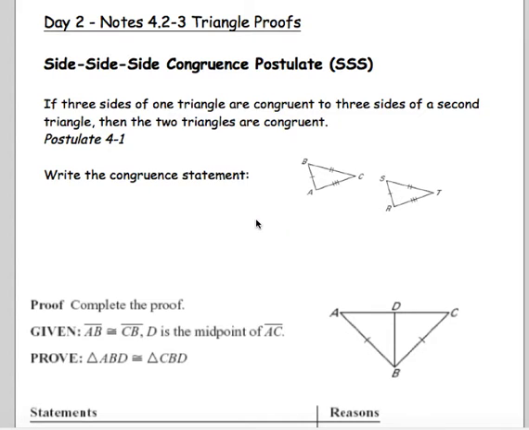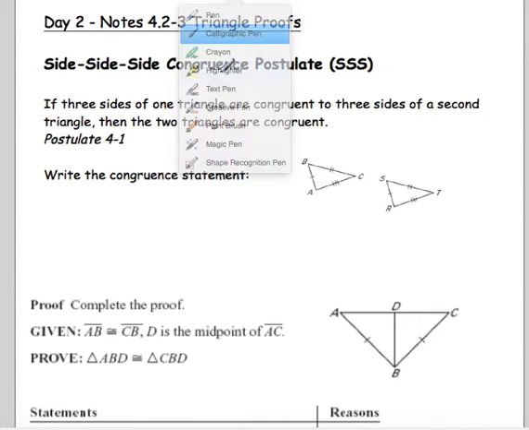And you might feel like you will forget all those weird letter combinations, but as we practice them, you'll get them down and it will be pretty easy to use them. If 3 sides of one triangle are congruent to 3 sides of a second triangle, then the 2 triangles are congruent. That is the side, side, side congruence postulate. And so we're being asked to write a congruent statement here.